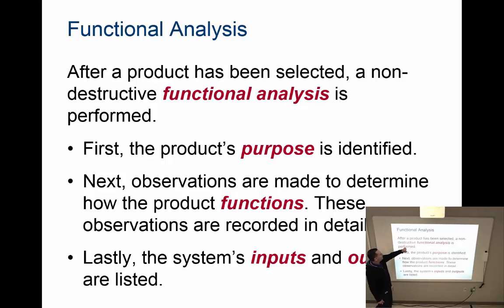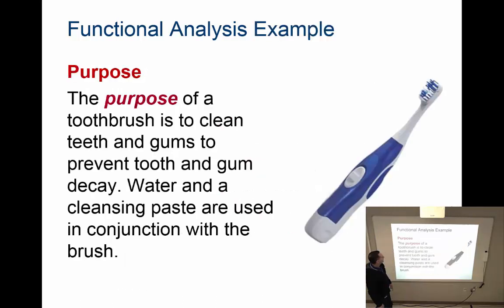So after a product has been selected, a functional analysis is non-destructive, which means that when I do it, I don't take it apart. I'm going to be making some assumptions or a hypothesis about what's happening internally, so we're not going to take it apart quite yet. First, the product's purpose is identified. Next, observations are made to determine how the product functions. These observations are recorded in detail, so we're going to make a guess about how things work internally. And then lastly, the system's inputs and outputs are determined and/or listed out.